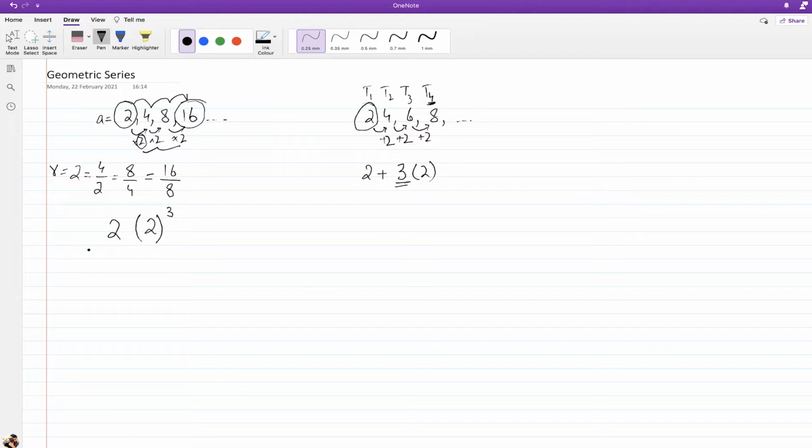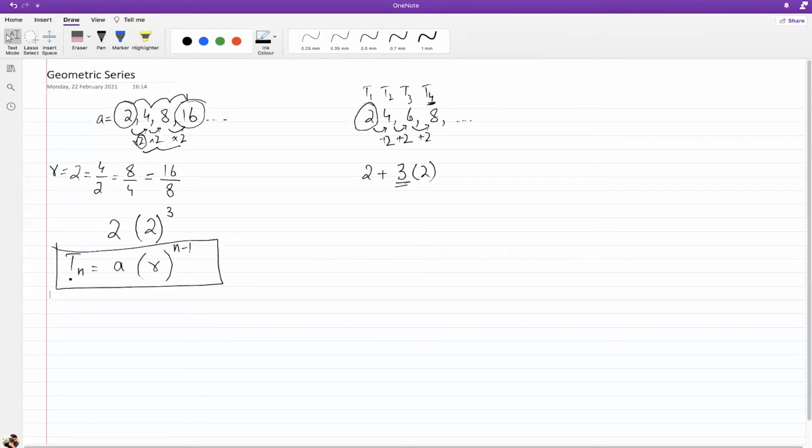Okay, so that gives me the general formula: you start with the starting value, and then you have the ratio, and you multiply it with the ratio n minus 1 times, and that is going to give us the term number n in any geometric series. A geometric series is the one where the next term is found by multiplying or dividing the previous one. All right, so that's geometric series. So that's how we get to that.